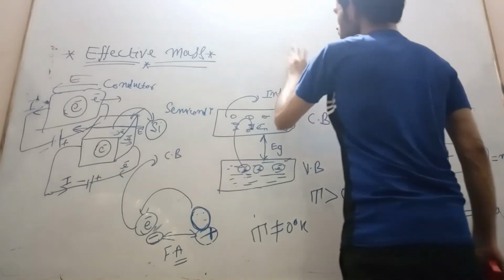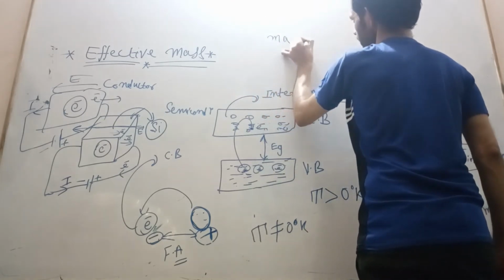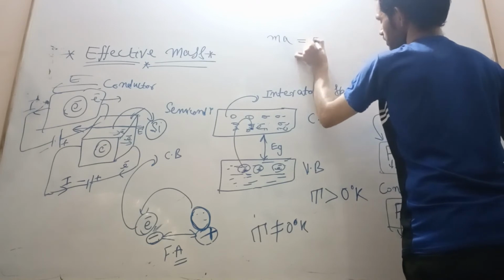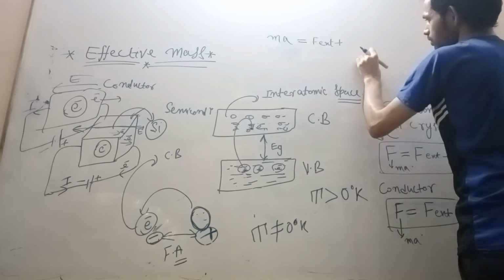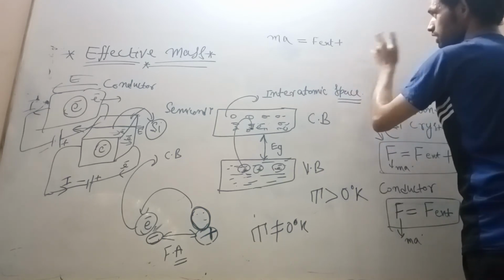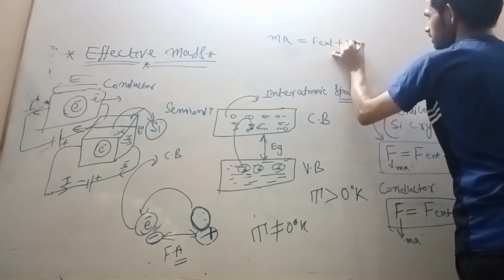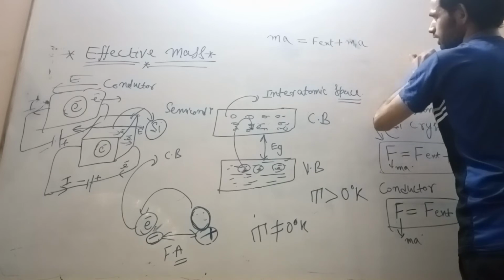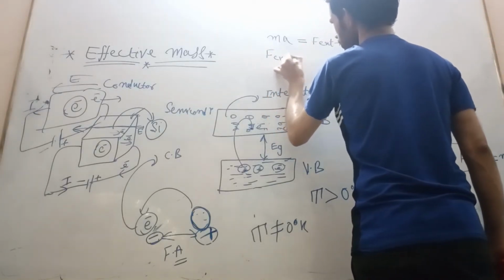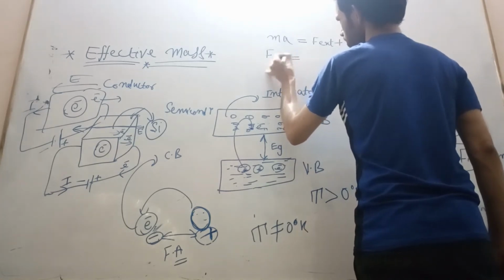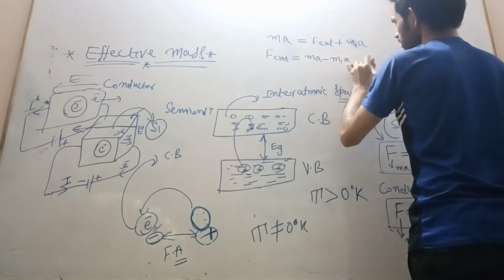Now I am going to write this mass into acceleration only for a semiconductor. Mass into acceleration is equal to F external force plus F internal force, which will affect the motion of the electron inside the crystal. Let us say its mass will get affected like this, m1, so m1 into a. Then F external force is equal to ma minus m1a.